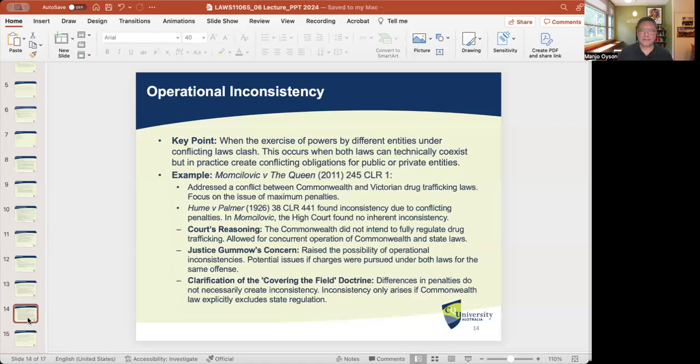So let's look at the final case now concerning operational inconsistency. And here the case is Momcilovic and the Queen. And here, again, you have a scenario where there's an attempt both on the part of the Commonwealth Parliament and the State Parliament to regulate drug trafficking. And here the focus is on the issue of maximum penalties.